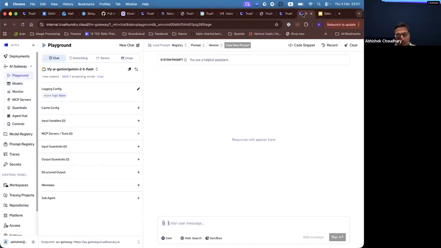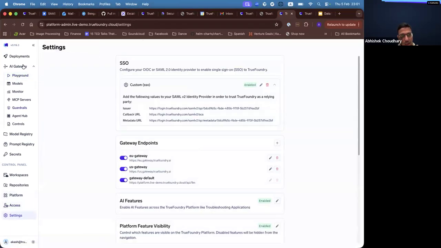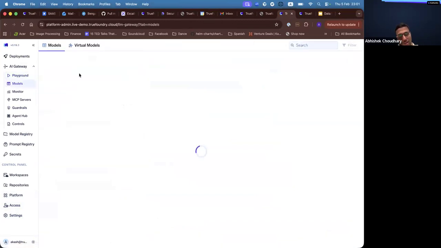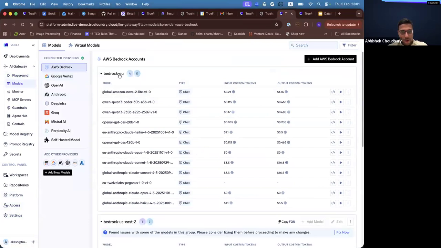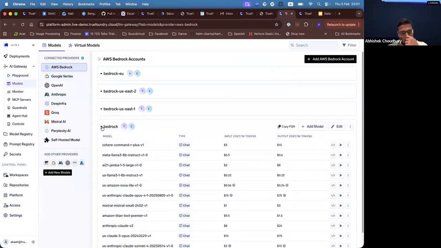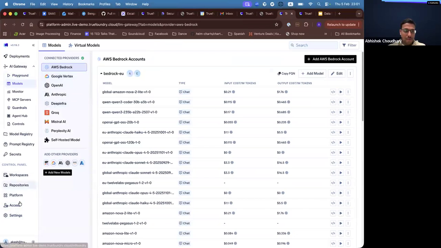So that's roughly it. I will just go and highlight a bit of the demo part of things. So for example, here, this is our AI gateway product, by the way. You can add all the models. This is where you add all the models. I've added a Bedrock EU account, a Bedrock US East 1 account, an East 2 account, and this is my global Bedrock. So you can add different models from different regions.